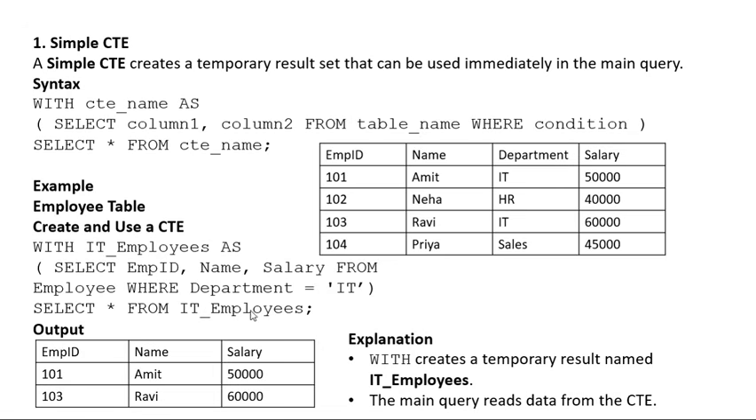So the CTE name has to print the table, so the output is only the IT department data, with three columns: employee ID, name, and salary. The output table shows employee ID, names, and salaries, and Amit and Ravi are both in the IT department in the employee table, so Amit and Ravi's data is shown. Explanation: WITH creates a temporary result named IT_employee, which is the CTE name, and the main query reads the data from the CTE.